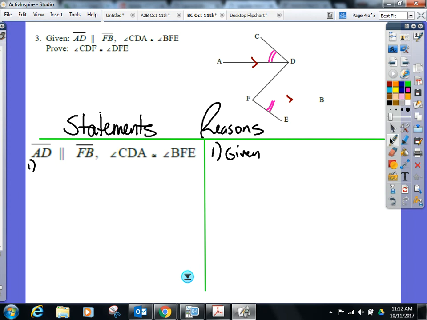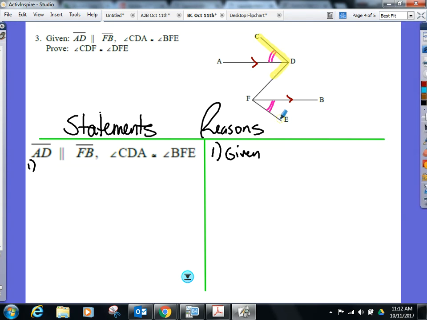All right, we ready to take this over now? Okay, this is where it gets a little tougher. Everyone's got everything marked correctly. Take a look up on mine. Make sure we got CDA and BFE marked correctly, and then the parallel lines we need. Everyone see the 2 angles I'm trying to prove congruent? Let me just highlight them real quick. This huge angle right here, CDF, along with DFE, this angle right there. So those 2 angles we need to prove congruent somehow.